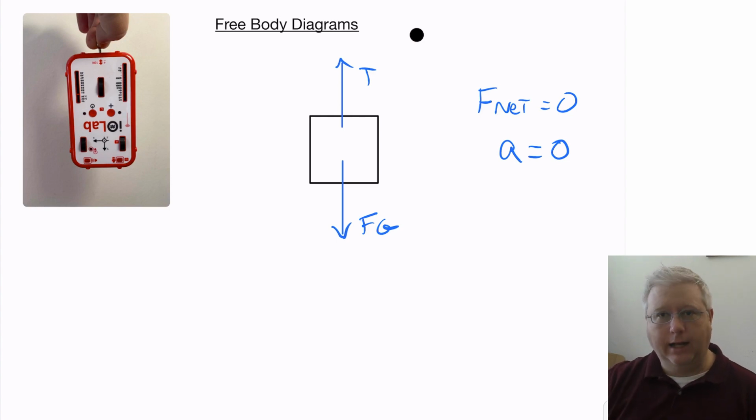Notice that I tried to make the length of both of those arrows identical, because remember that the arrows represent the magnitude of the force. Everything is motionless, so everything is balanced out.